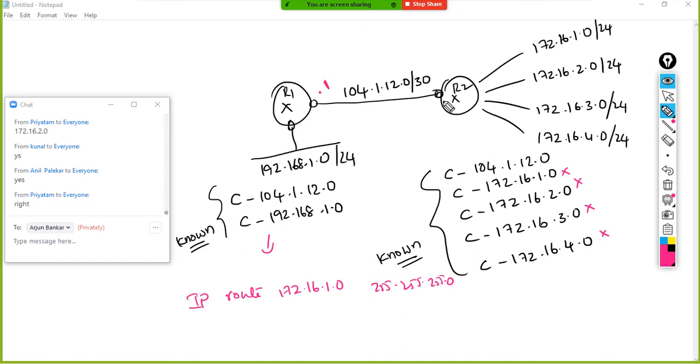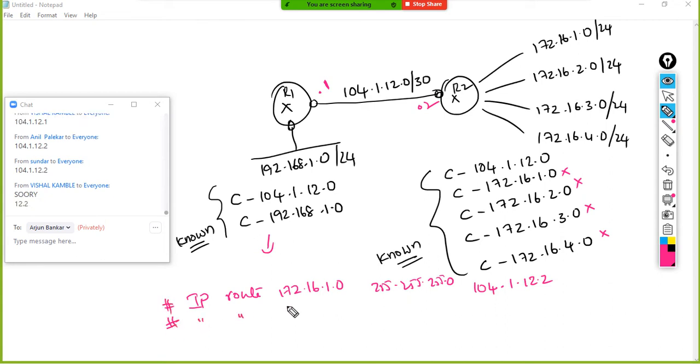Let's say this is your dot 1 and this is your dot 2. What's the next stop guys? Here, help me out. I am in router 1, so the next stop is 104.1.12.2, right? Yeah, no problem. It's good. Then after that you are going to write one more route for 172.16.2.0, then subnet mask, then next stop. Then again IP route 172.16.3.0, then 172.16.4.0. Like this you are going to write the routes.